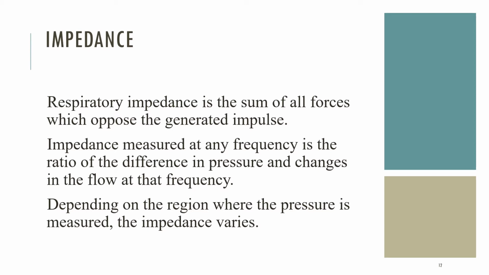Impedance is measured at any frequency and is the ratio of the difference in pressure to changes in flow at that frequency. As you do different frequencies, you will see different levels of impedance. Depending on the region where the pressure is measured, impedance varies. So impedance varies based on the impulse and based upon what lung regions it goes to.